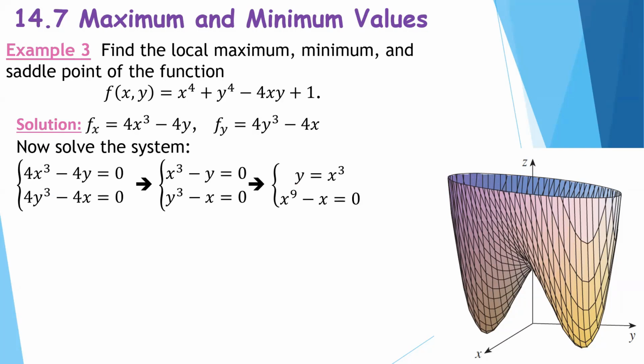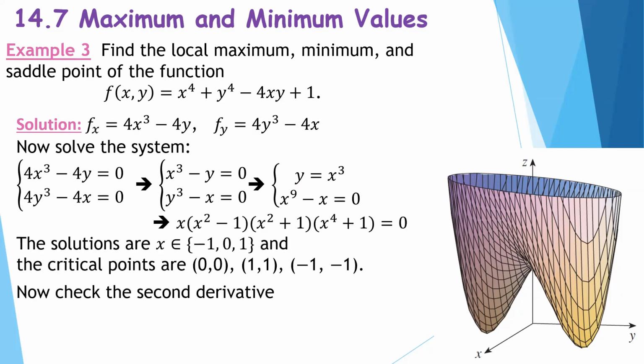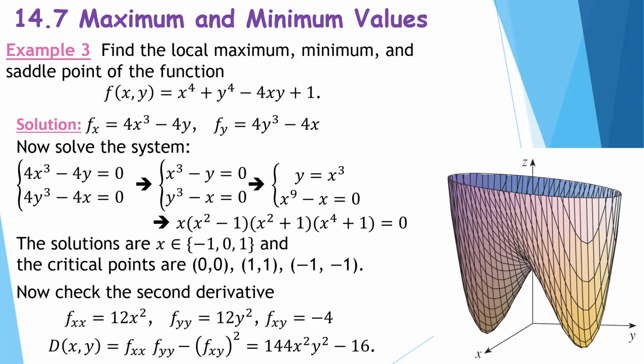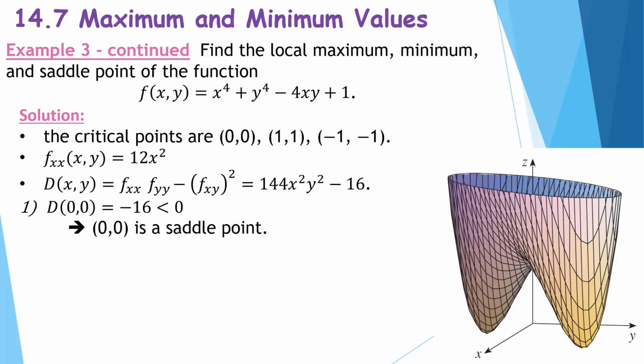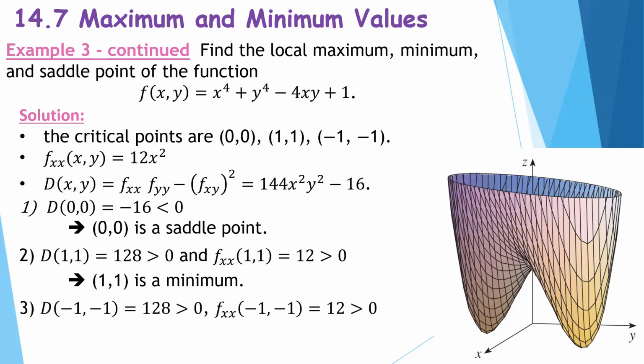So again, we found the critical points, we calculated the second derivatives, we evaluated the indicator D at each of the critical points: D negative, saddle point; D positive and fxx positive, minimum; D positive and fxx positive, also minimum.